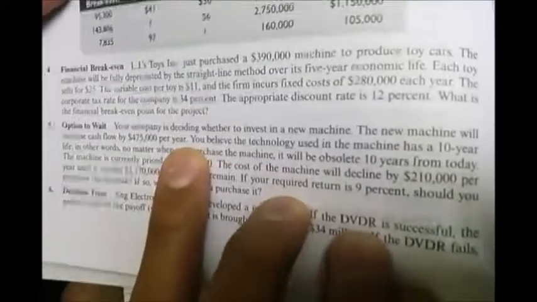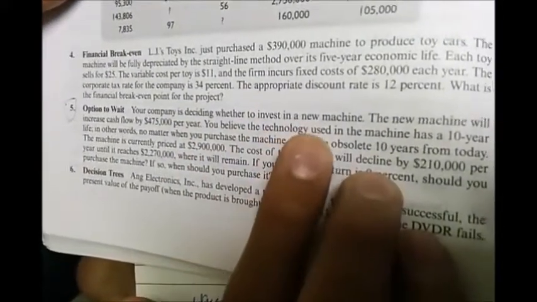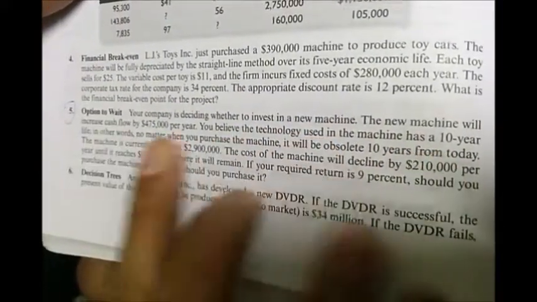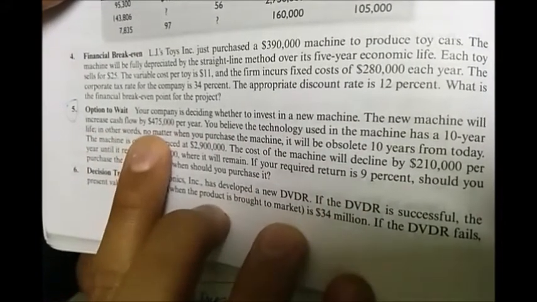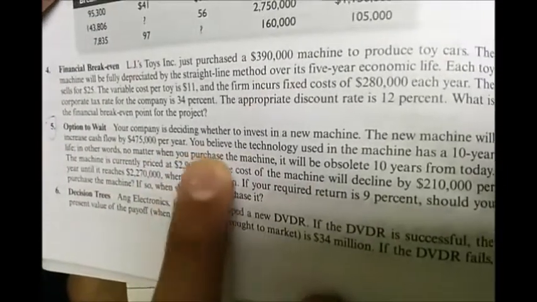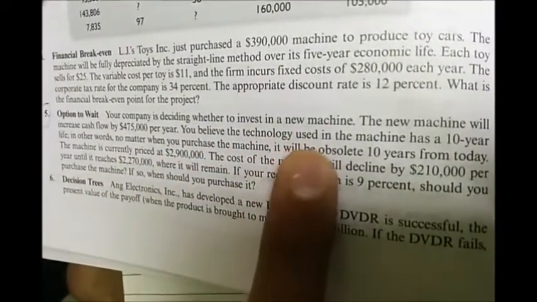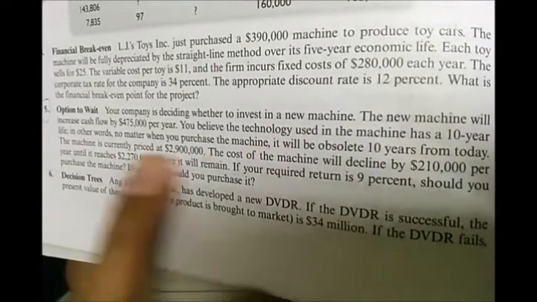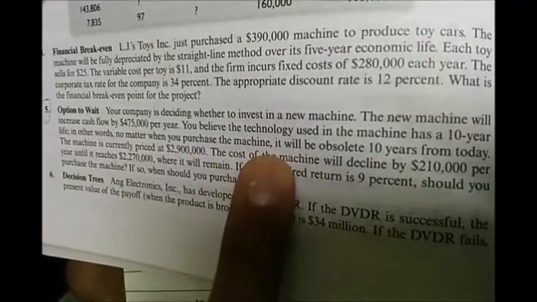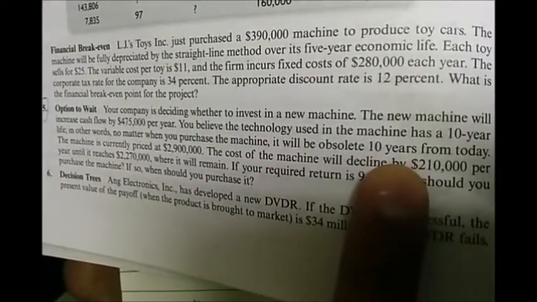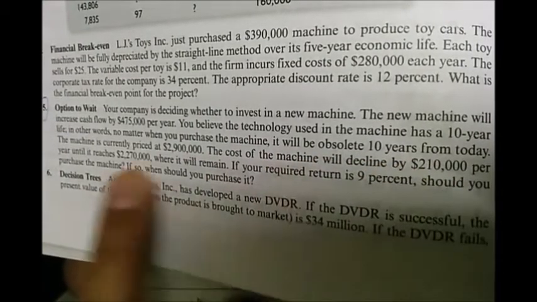Your company is deciding whether to invest in a new machine. The new machine will increase cash flow by a fixed amount per year. So this will be my C that I will be getting on a per year basis. Now you believe the technology used in the machine has a 10 year life. In other words, no matter when you purchase the machine, it will be obsolete 10 years from today.